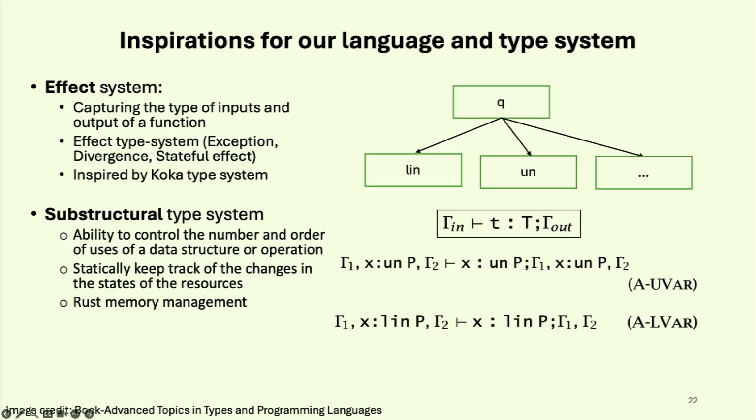In terms of an unrestricted variable, we see that the rest of the typing context still has this variable x, because x can also be used later on in the program. But when we say that the type of variable x is linear, we see that the leftover context that we use to check the rest of the program does not have that variable. So that variable is safe to deallocate after its single use.